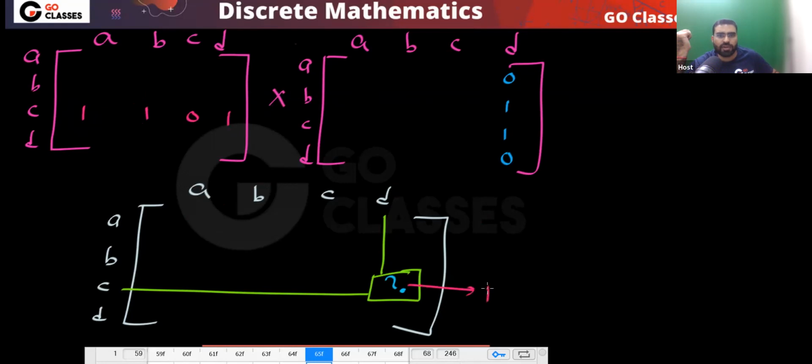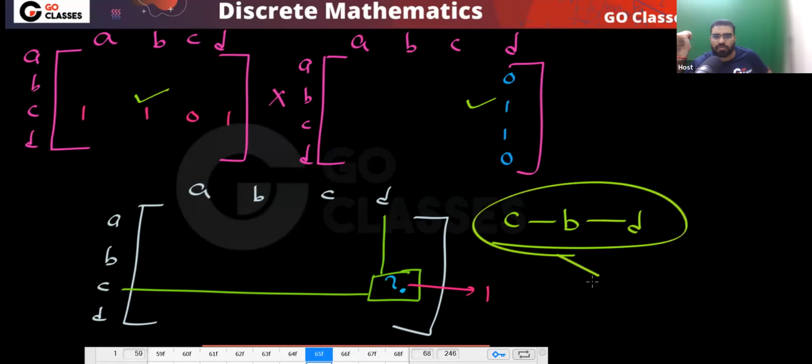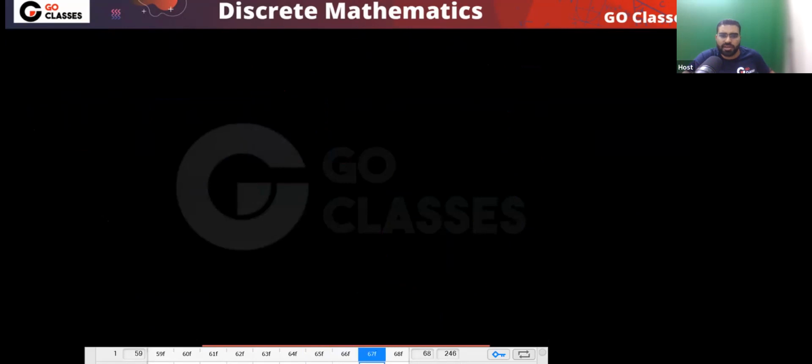Here you will get only 1 because there is only one walk. Look at this and look at this. From C to B, and from B to D. So there is only one walk of length 2. Is this clear? The same thing you can continue.